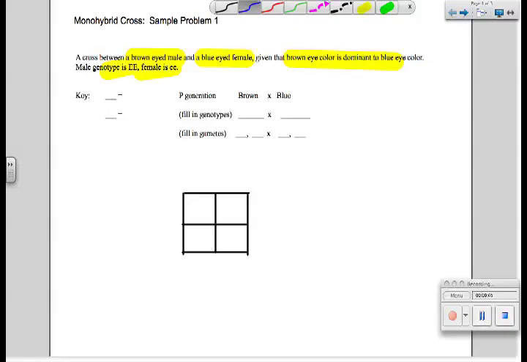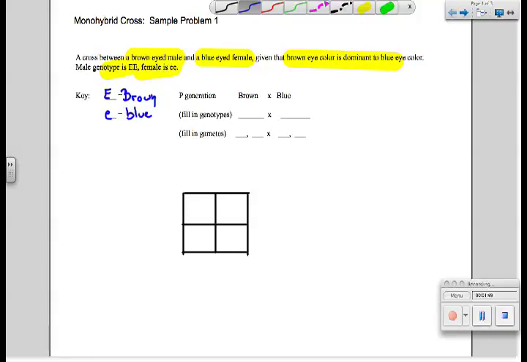The first step in solving a problem is to go ahead and set up my key. In this case, I'm talking about eye color, given that brown eyes are dominant over blue eyes. I'm going to choose a letter that's really clear to tell the difference between capital and lowercase. We're talking about eye color here, so let's use E's, where capital E will signify the dominant trait, which in this case is brown eyes, and little e signifies the recessive trait, in this case, blue eye color. I now have established my allele key.